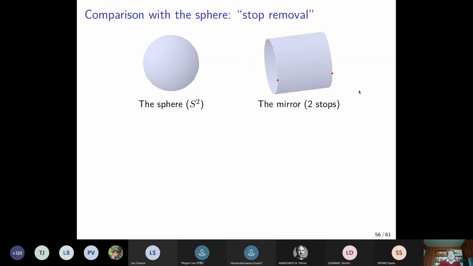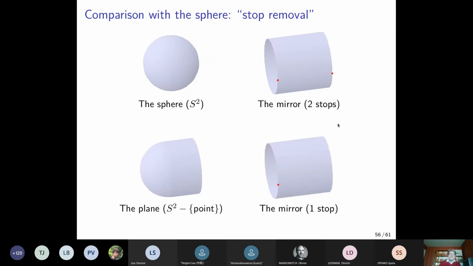So let's go back to the sphere. So we have the sphere, and the mirror was a cylinder with two stops. So on the symplectic side, we removed one stop. And this, I'm not saying something rigorous, but in nice cases, this corresponds to removing something on the complex side as well. So here we removed one point, and this corresponded to removing a stop on the other side.